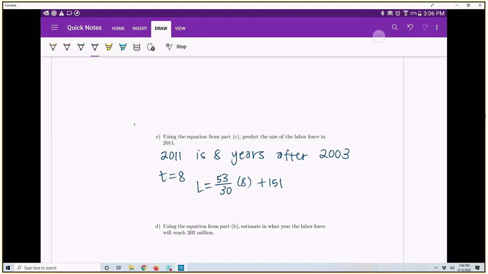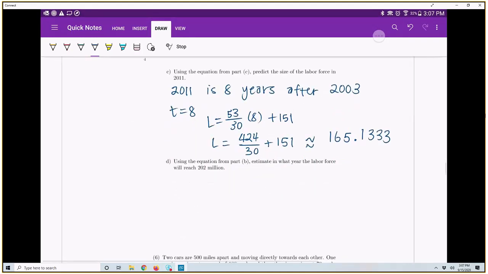And I'll just simplify. So 8 times 50 is 400, 8 times 3 is 24, so this is 424 over 30 plus 151. I can plug that into a calculator to simplify. 424 over 30 is 14.1333, and then when I add 151, that should be 165.1333. So that's approximately the number of millions in the labor force we would have expected in 2011.